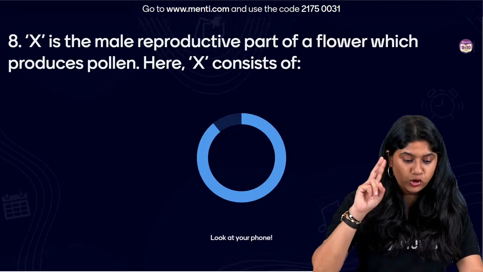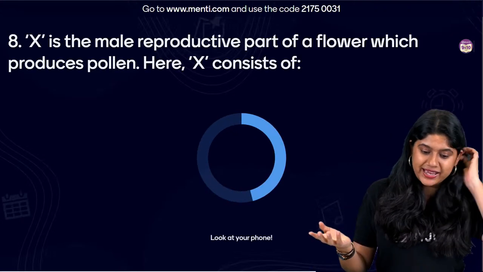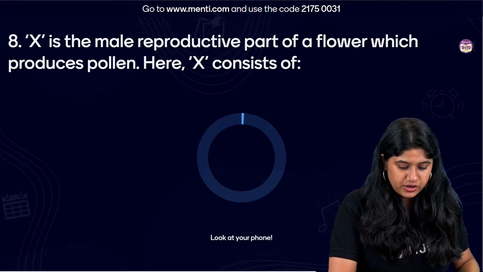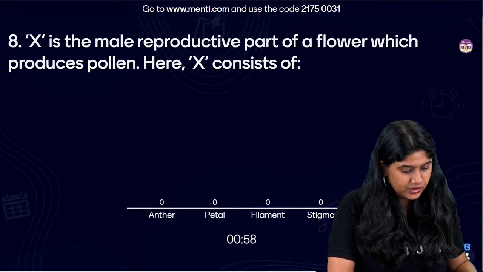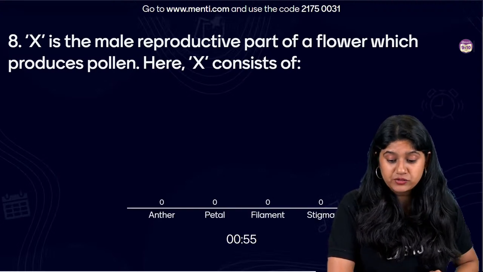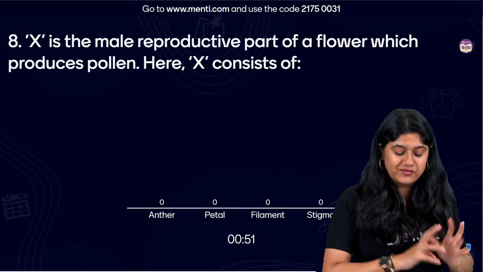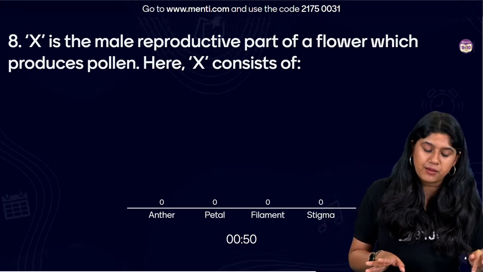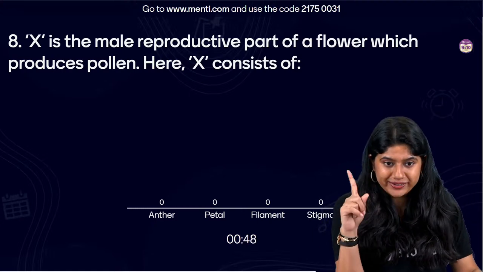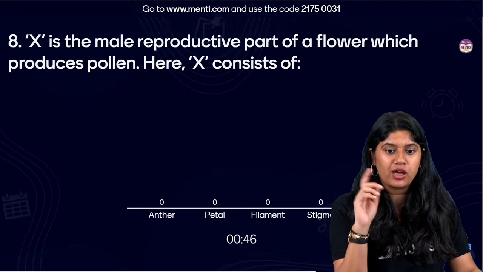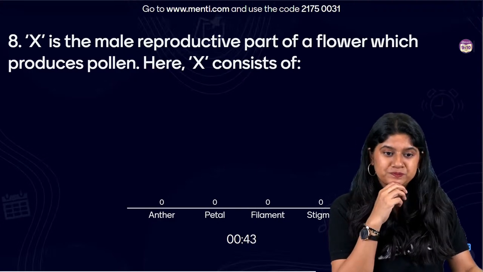Well, again, you can vote for any of these. You'll get the marks. X is a male reproductive part of the flower, right? And of course, X is a male reproductive part of the flower which produces pollen. Here, X consists of what? So, we have anther, petals, filament and stigma. So, even if you vote for one correct answer, you will be getting it, right? You don't have to wait to click on both.